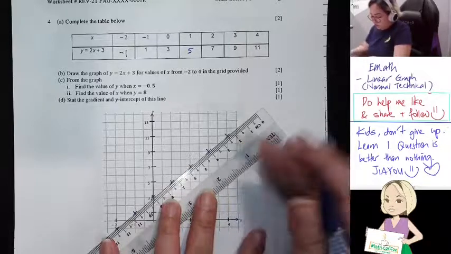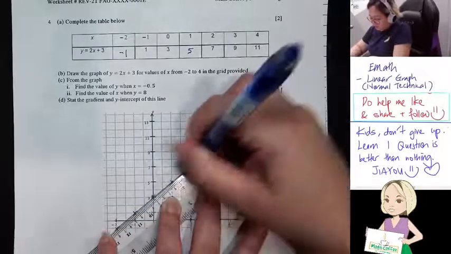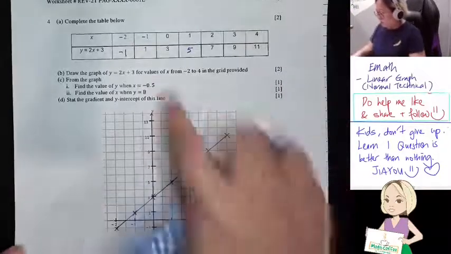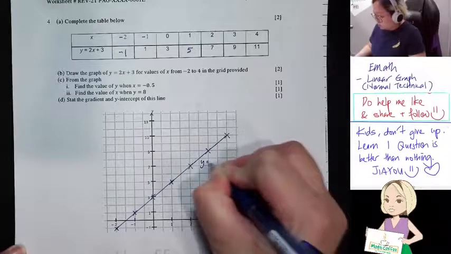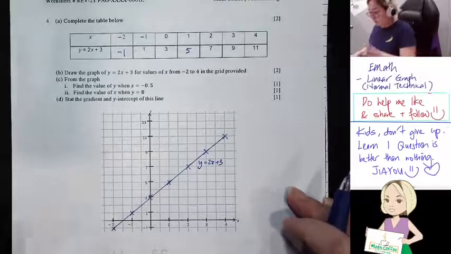Okay, so we're going to join them. And that's the line that we draw. Then remember to label your line. So this is actually y equals to 2x plus 3. So we are done with the graph.